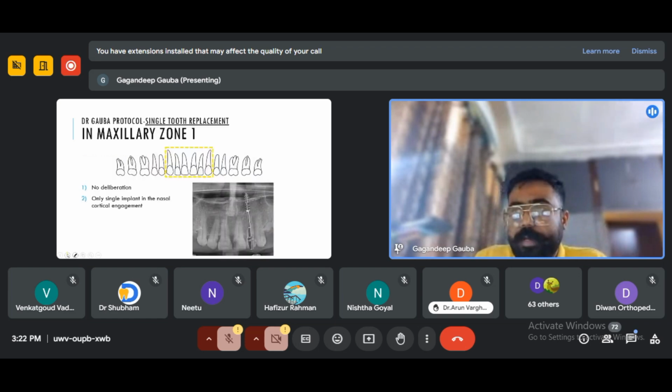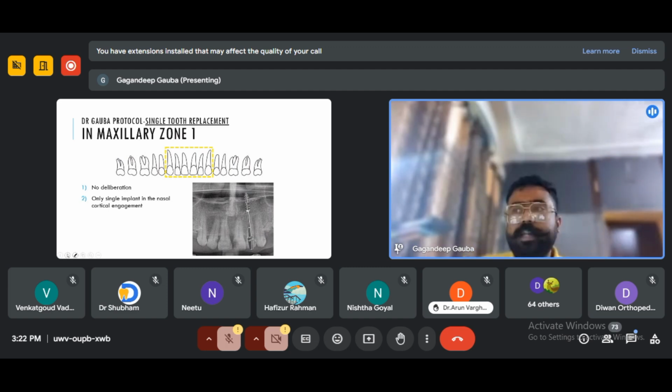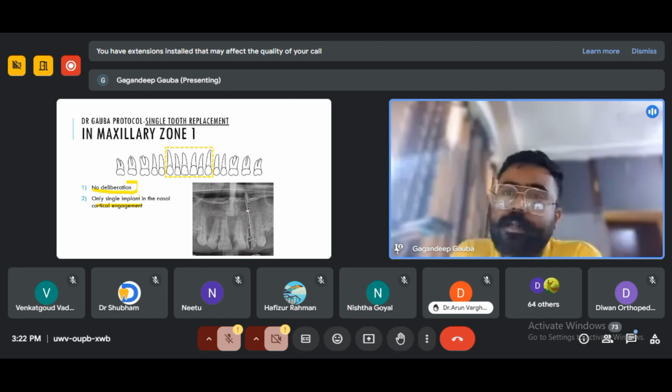So firstly, we will be talking about single tooth replacement in the maxillary zone 1, that is in the canine to canine region. So in this case, what we will do is we will place a single implant in the nasal cortical engagement, and we will not deliberately extract any of the teeth adjacent to it if they are not otherwise indicated for extraction, right? And what I follow at my clinic is one implant, even if basal, for one tooth replacement. I don't do two implants for single tooth replacement.